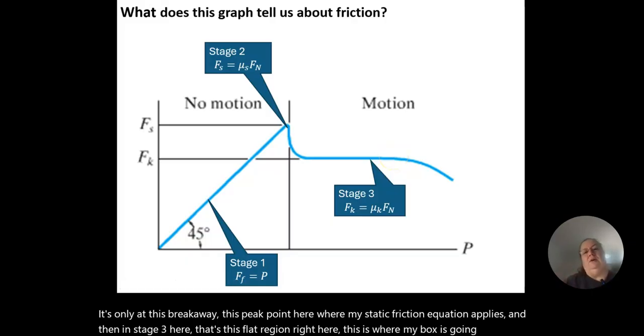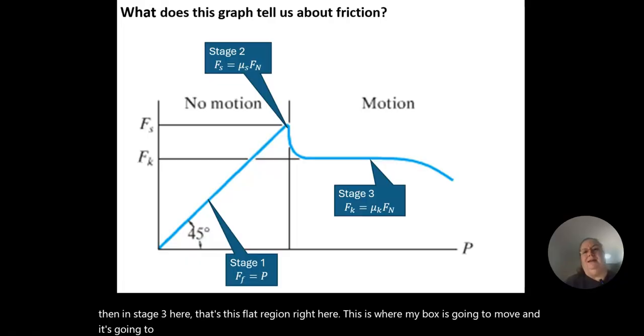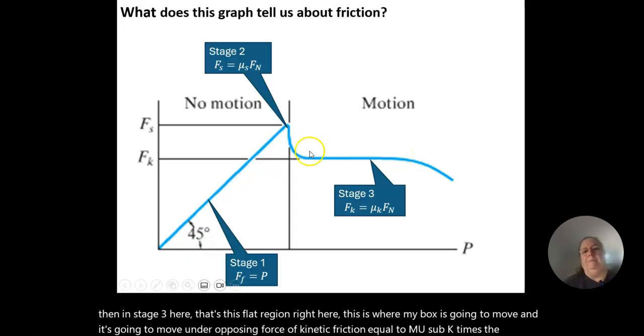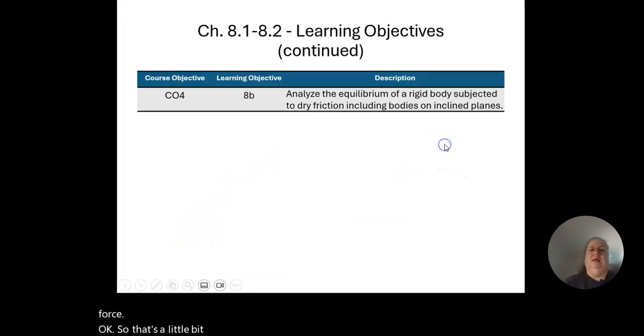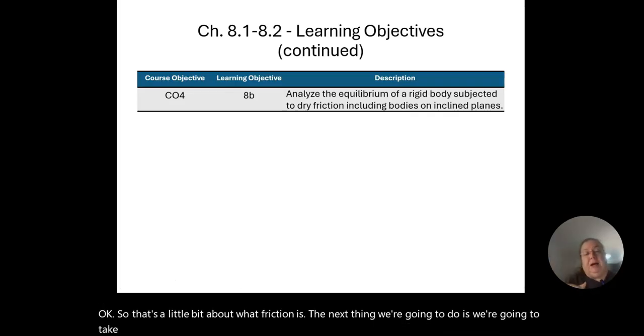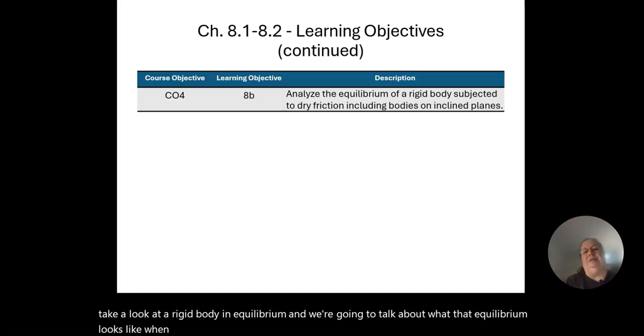And it's going to move under opposing force of kinetic friction equal to mu sub k times the normal force. Okay, so that's a little bit about what friction is. The next thing we're going to do is take a look at a rigid body in equilibrium, and talk about what that equilibrium looks like when it comes to friction.